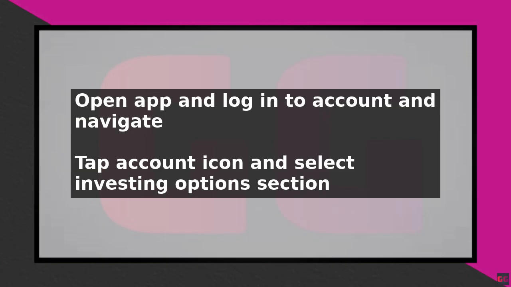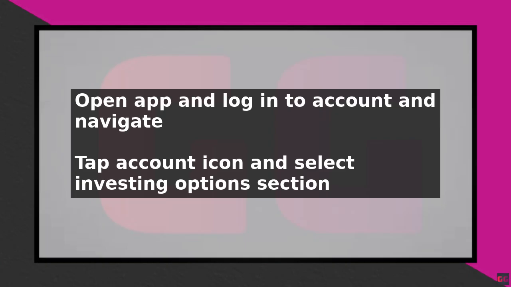Tap on the Get Started button and follow the prompts to apply. You will need to answer a series of questions about your investment experience and financial situation. Once your application is approved, you will have access to options trading, including 0DTE options.